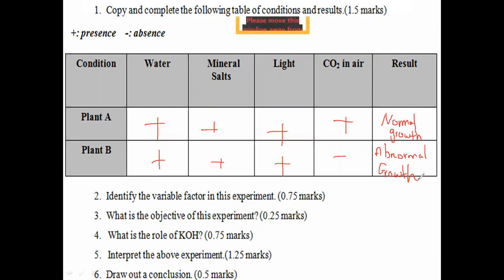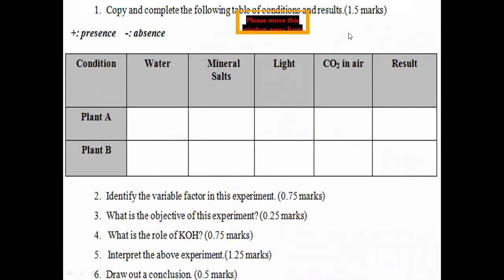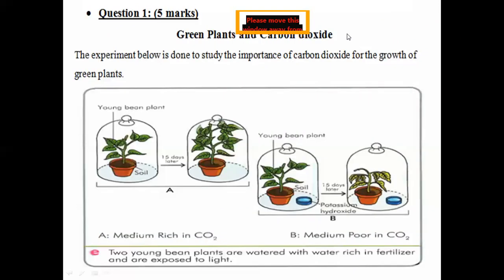What is the role of KOH? KOH, potassium hydroxide, is important for the absorption of carbon dioxide. Interpret. Let's do interpret together. Interpret is analyze plus indication.